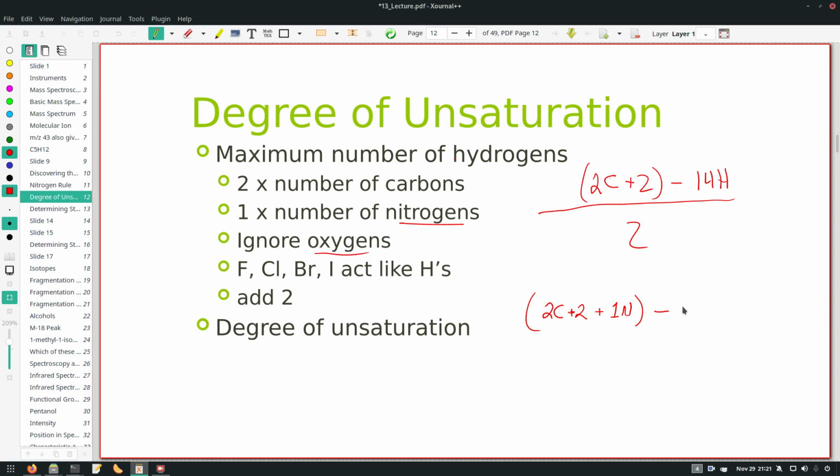We're going to subtract the number of hydrogens. I don't know why I put 14 there. That's supposed to be like a number sign. Subtract the number of hydrogens and the number of halogens. And then still divide it by 2.